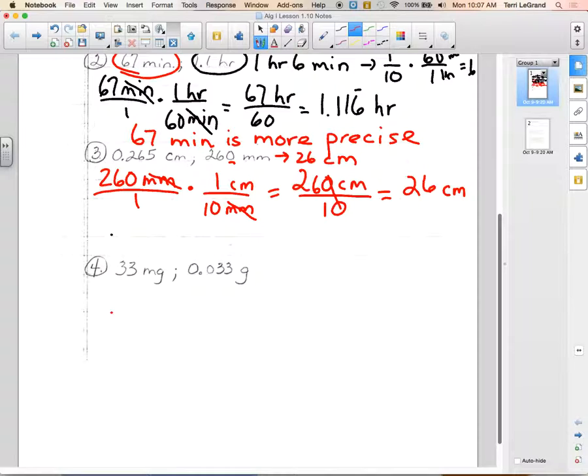It's to the ones place, the other one is to the thousandths place. So the 0.265 centimeters is more precise. It is measured out to the thousandths, the other one only to the ones place. Okay. So this time, if you would have gone with millimeters being smaller than centimeters, would you have been right? Absolutely not. So we can't have that kind of reasoning. We have to make sure we're comparing apples to apples, not oranges to apples.